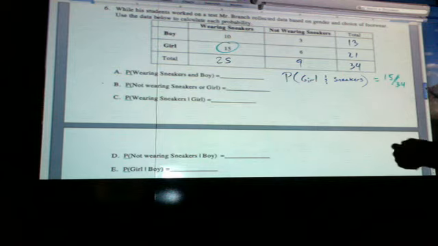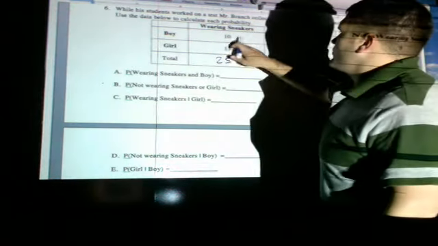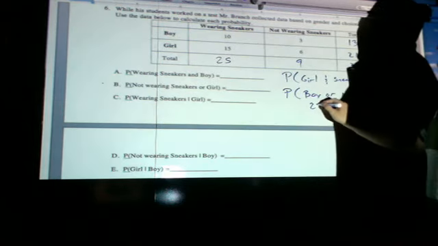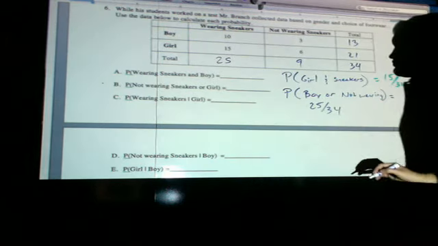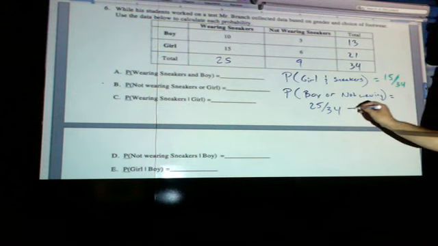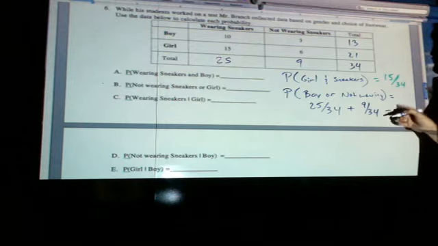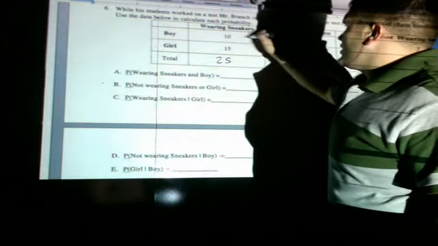Now for the next one, an or statement, we're going to do the probability of boy or not wearing sneakers. To do this one, we look at the total number of boys, 25 out of 34. Then we do the total number not wearing sneakers, 9 out of 34. And we subtract the overlap, we subtract the and. Boys and not wearing sneakers is right here. So we subtract 3 over 34. 25 plus 9 is 34.